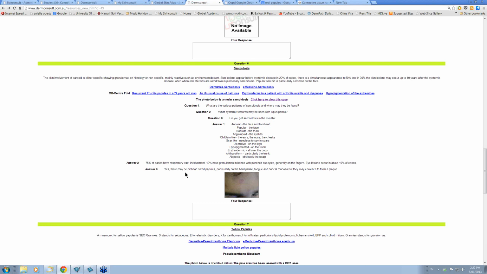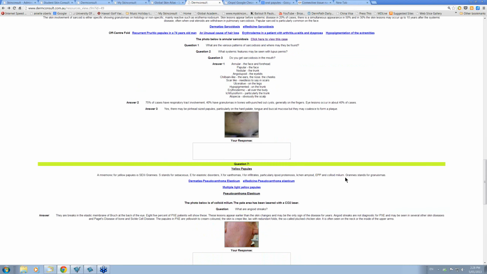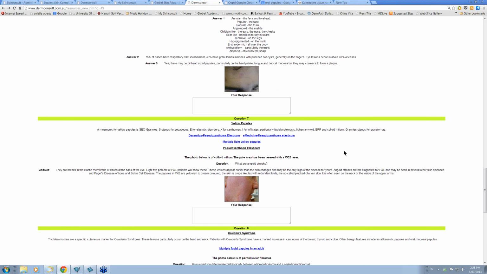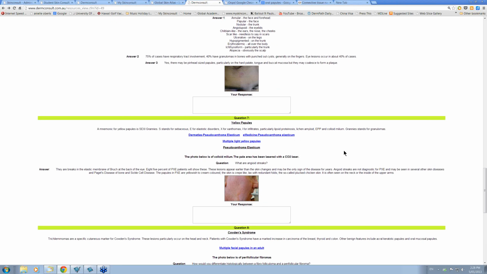I wouldn't have known. Yes, there may be pinhead-sized papules, particularly on the hard palate, tongue, and buccal mucosa, but they may coalesce to form a plaque. Always look in the mouth. It's often a source of a lot of additional material for you, a lot of additional information.